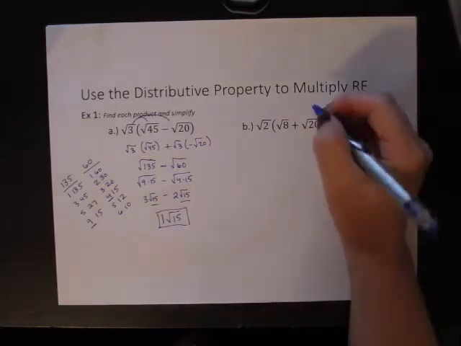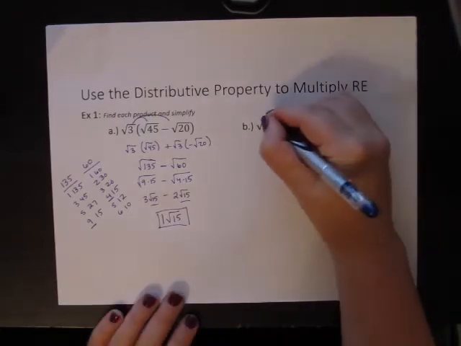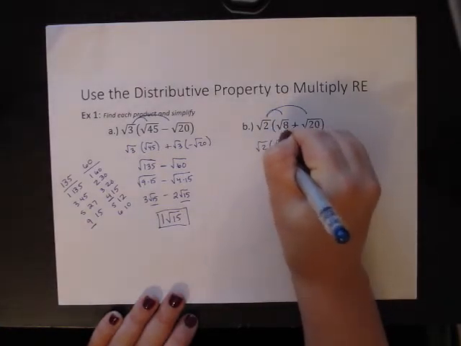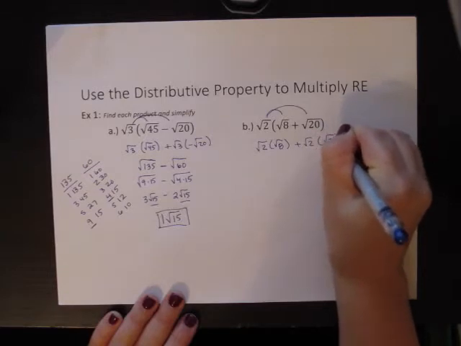Okay, B says the square root of 2 times the square root of 8 plus the square root of 20, so I'm going to distribute that square root of 2. So I get the square root of 2 times the square root of 8 plus the square root of 2 times the square root of 20.